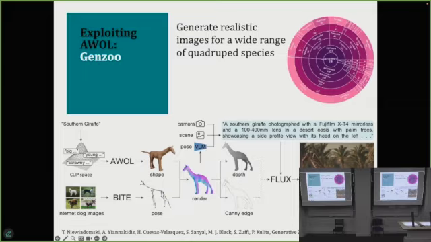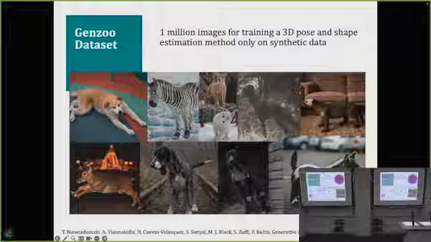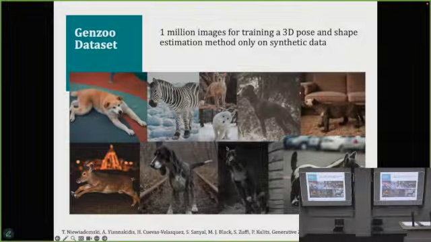So now we sample a random species. Before, you remember there was a plot similar to this one, but only for the 5 families in small. But now we sample generic quadrupeds. And then with AWOL and the adjectives, we create some shape variation for each sampled species. And then we also sample some pose. We create the animal in 3D, and then we condition a generative network to create an image. During this process, we created a dataset of about 1 million images of different species with ground truth.